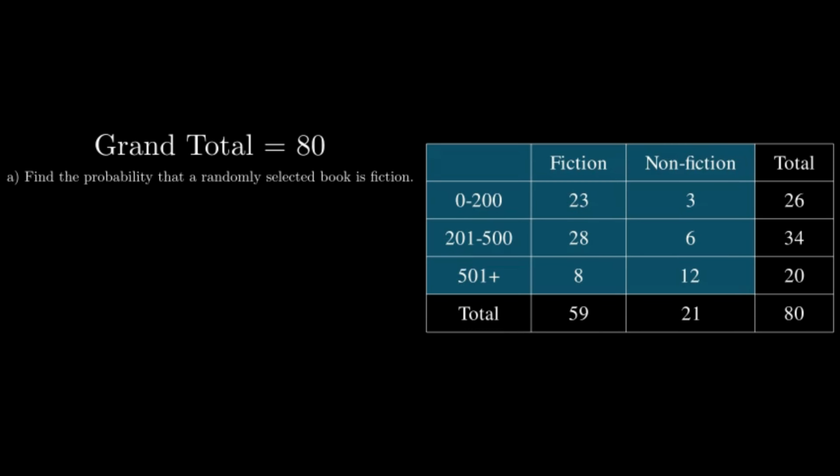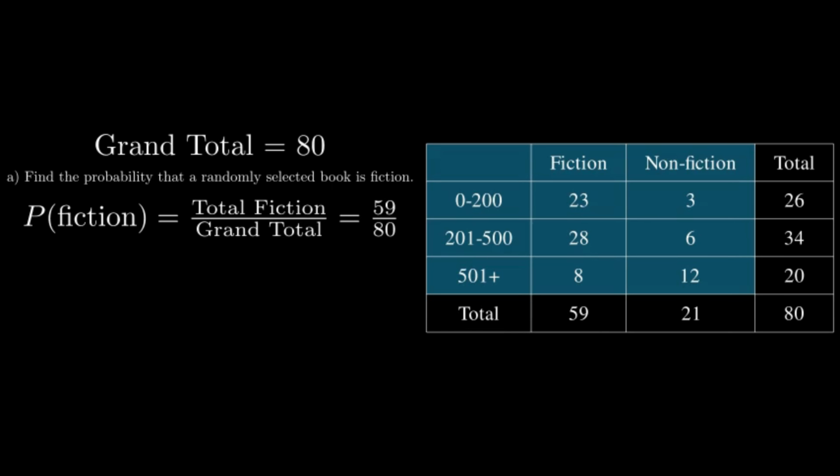Part A asks for the probability that a randomly selected book is fiction. We look at our total row. The total number of fiction books is 59. The grand total of all books is 80. So the probability of selecting a fiction book is simply 59 out of 80. This is a straightforward probability calculation.